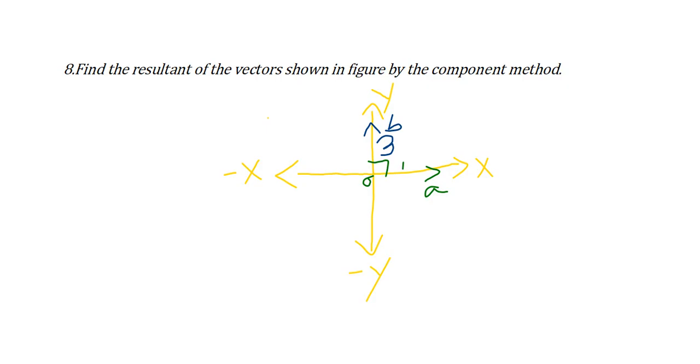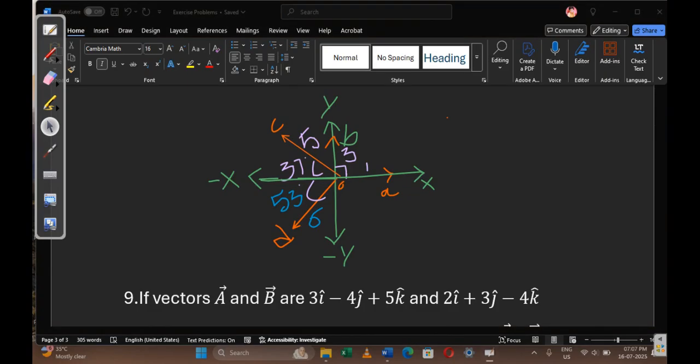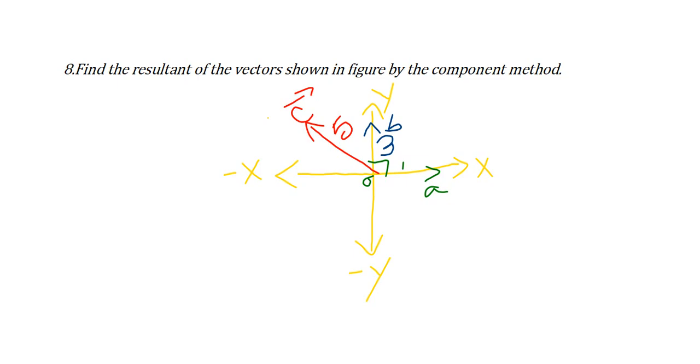In third quadrant, a vector c bar and its length is 5. It is making an angle of 37 degrees with the negative x-axis.